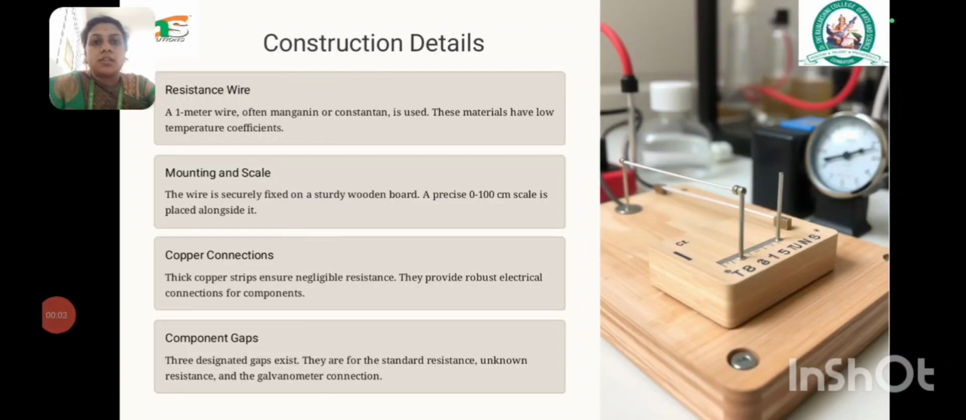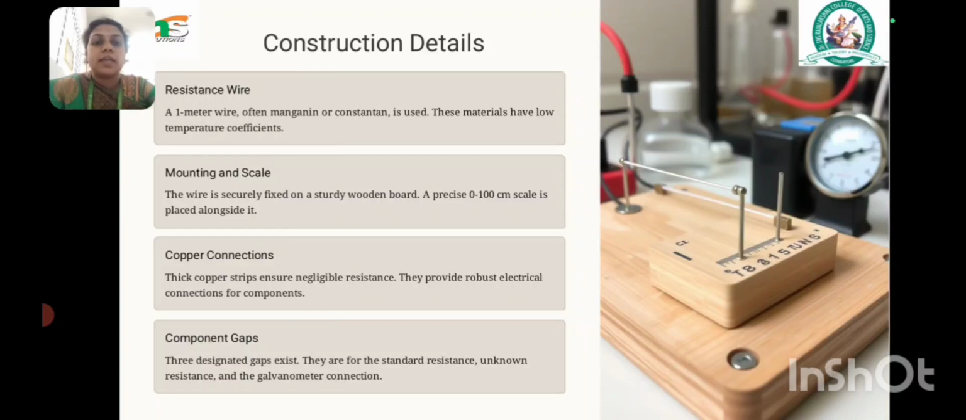Construction details. For the resistance wire, we use some magnetic materials, which have a low temperature coefficient. And then mounting and scales. The scale used is 1 meter, 100 centimeters. The wire is securely fixed on a wooden board, and a 0 to 100 centimeter scale is placed alongside it. And then copper connections. The thick copper strips ensure negligible resistance. They provide the electrical connections for the components.